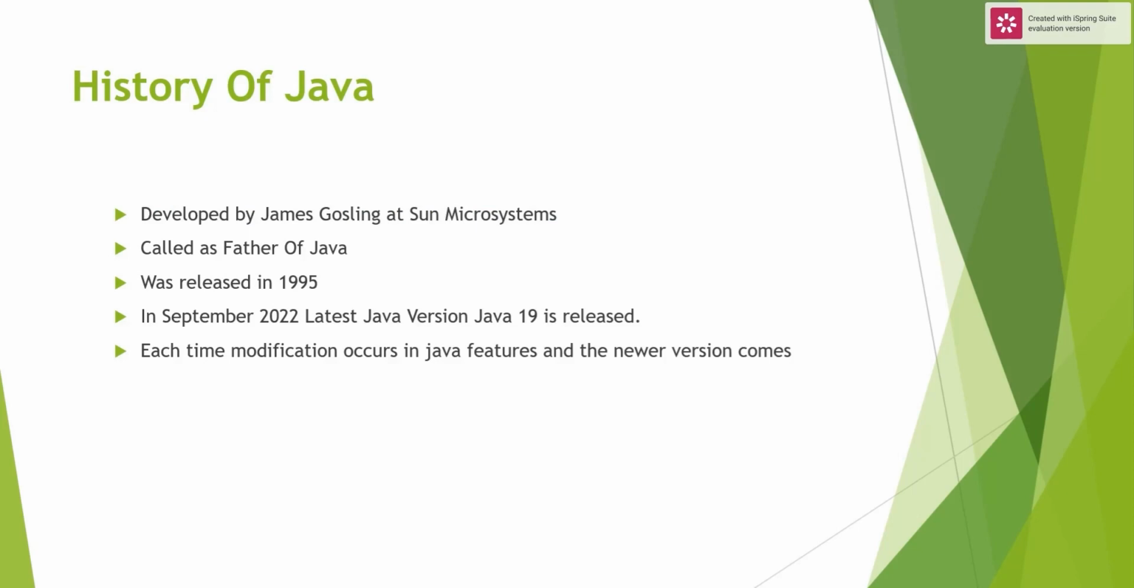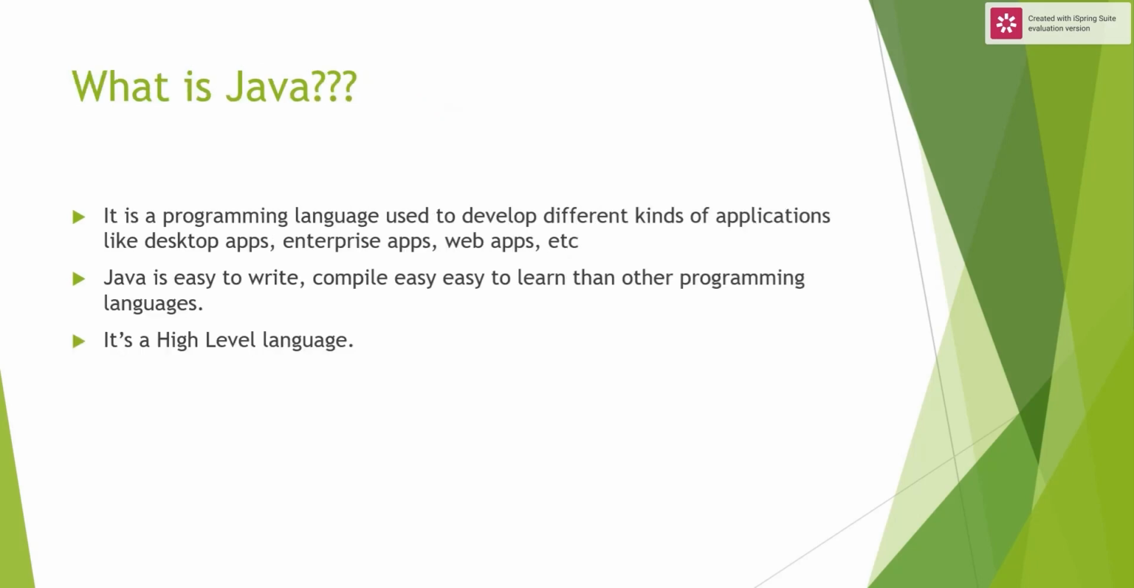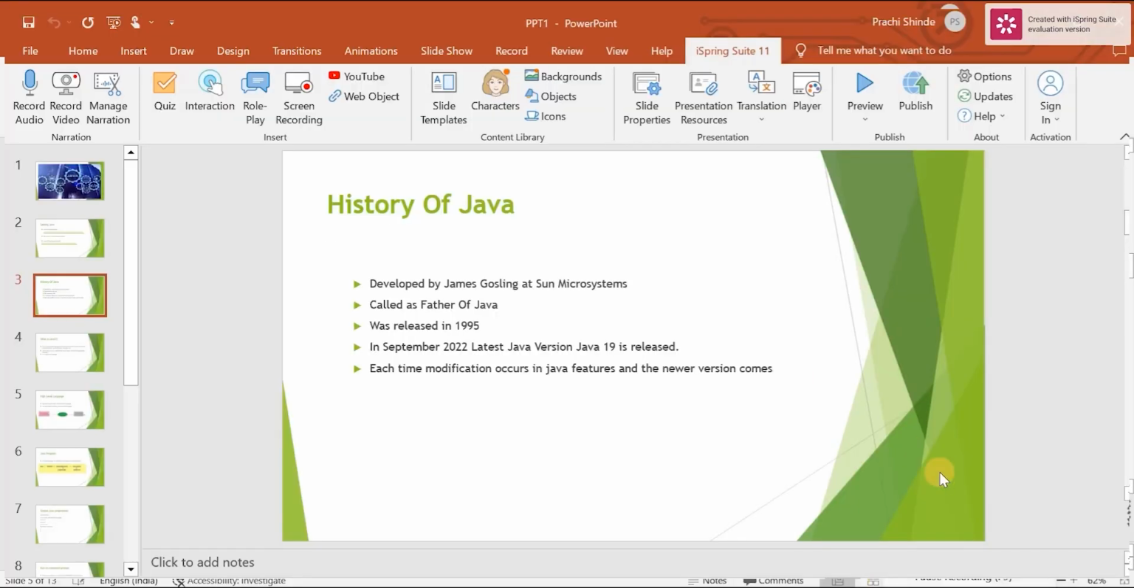So in this session we are going to learn some of the basic things related to Java, like the history of Java, then what is the purpose of Java, and some of the basic terminologies in Java like high level language, low level language, compilation of Java program, etc. So let's start. History of Java.